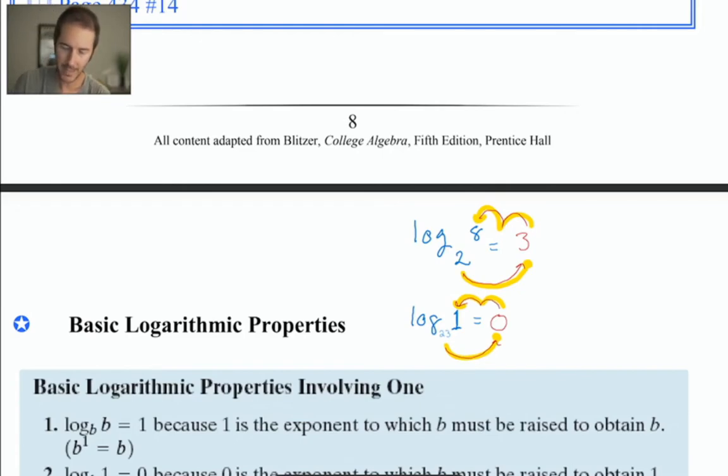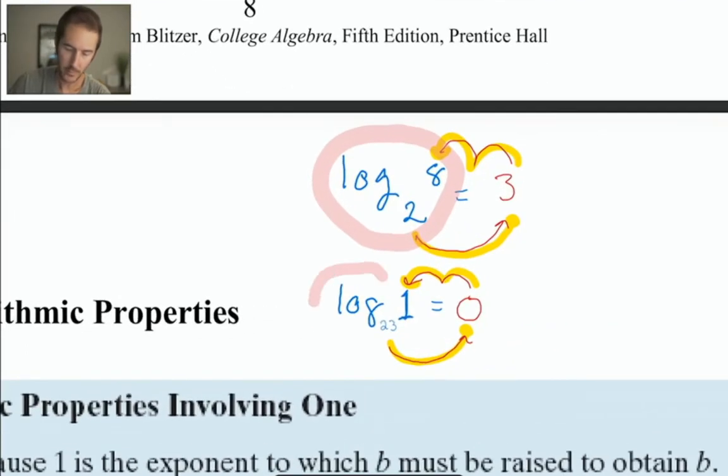So if I gave you this and I said evaluate, the answer to the question would be 3. If I gave you this and I said evaluate, the answer would be 0. And I could do that. I could say evaluate log base 3 of 81. Period. That could be the entire question.